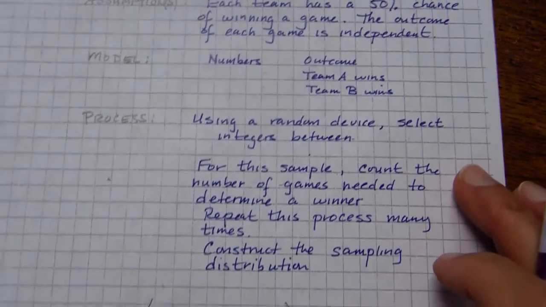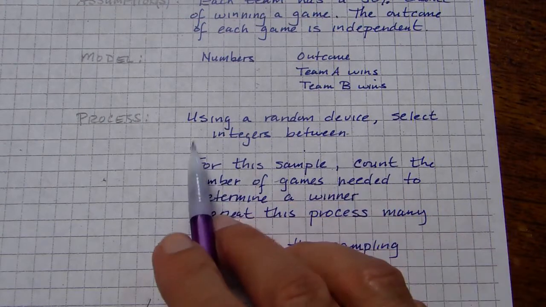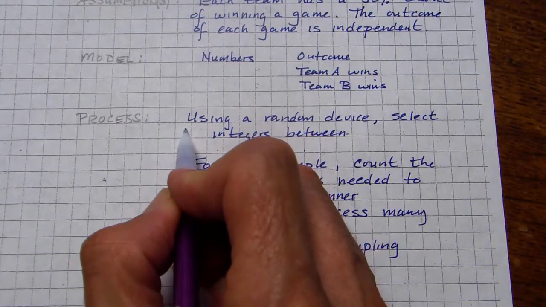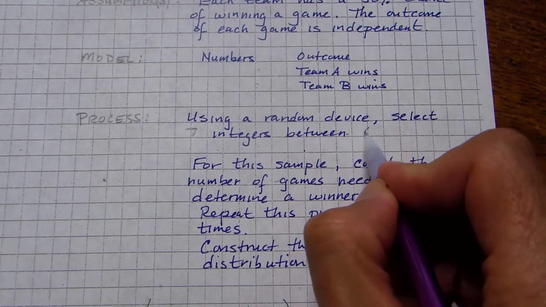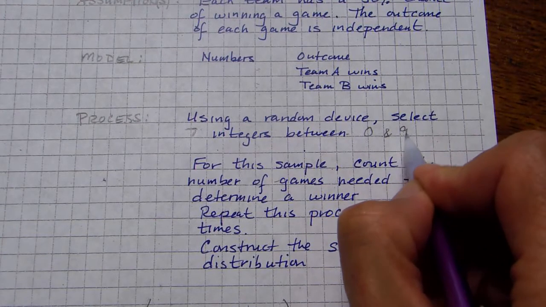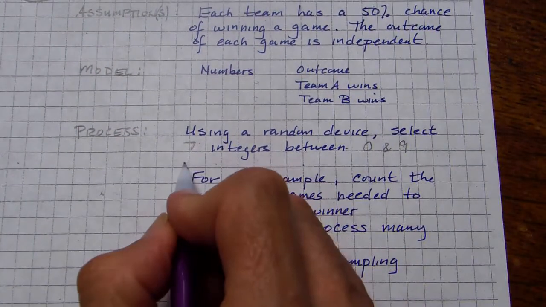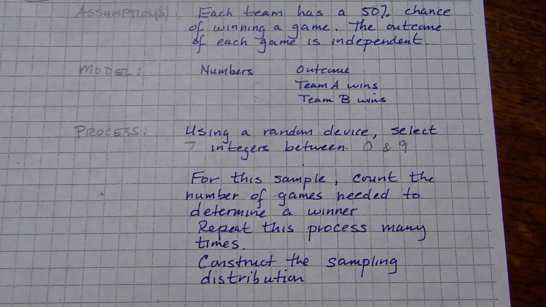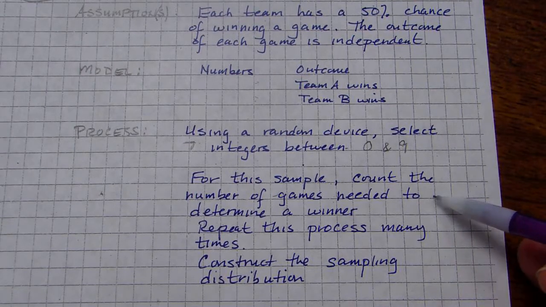And then in your process, again, the format, using a random device, select 7 integers, because we have a potential for going 7 games. 7 integers between, and I would suggest, 0 and 9. And then, in order to keep independence, we would want to say with replacement. We want to be able to reuse numbers again and again. For this sample, we're now going to count the number of games needed to determine a winner. And you'll see what that looks like in a moment.